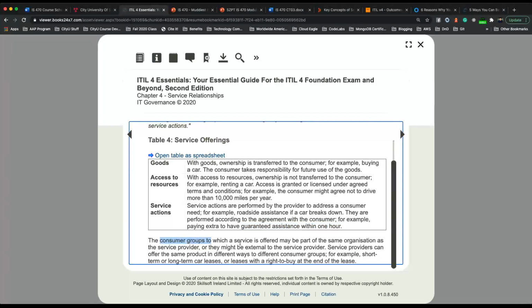The consumer groups to which a service is offered may be part of the same organization as the service provider, or they might be external to the service provider. Service providers can offer the same product in different ways to different consumer groups. An example, with the same product, a car rental, there's short term and long term car leases, or even a right to buy at the end of the lease.